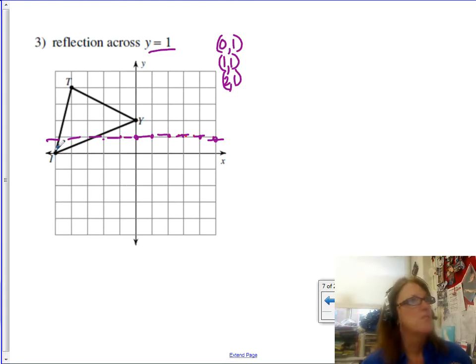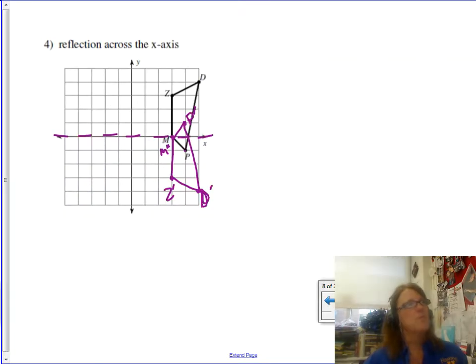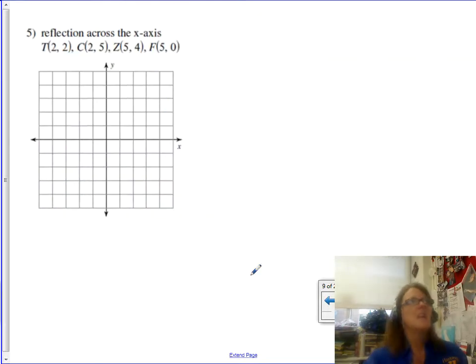Start with the point I, which is 1 below. So I prime, the reflected point, is going to be above. T is 3 units up, 1, 2, 3 units down. T prime. And here's y, 1 unit above the line. Now y prime is 1 unit below. Connect these, and you end up with your reflected triangle across the line y equals 1. All right, we did number 4, cool beans. Now let's do this one.